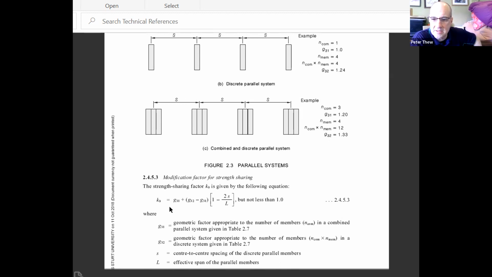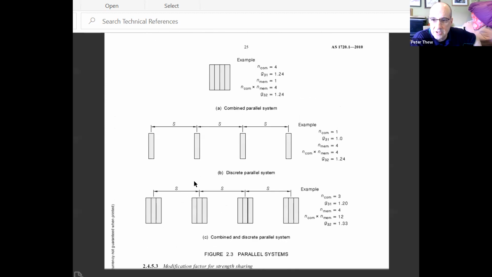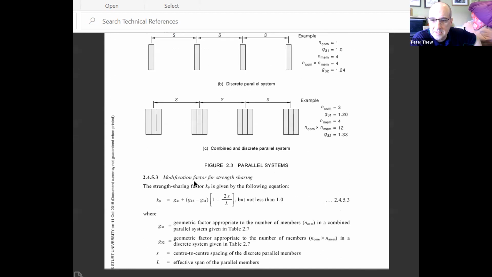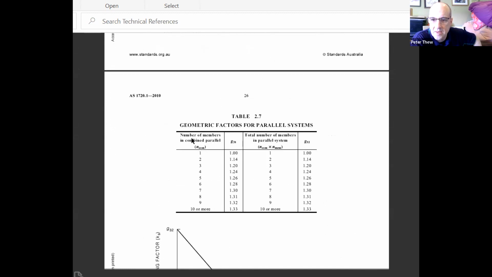Then you come down to this equation. Where's our G31? Table 2.7. Table 2.6. Table 2.7. Here we go. Here is our G31 and our G32 factors. So let's do Yassine's example above his head there, right? Our N-com is 1 because they're all single beams. So our G31 is 1. All right. What this is saying is if you've got 2 beams nailed together, you get to increase their strength by 14% because you've got this averaging effect.